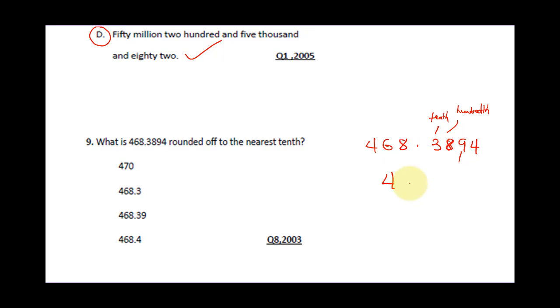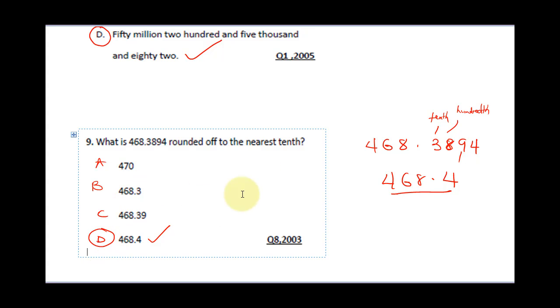Now we can approximate this. So this is going to be 468 point, approximate this, we're going to get what? 4. So this is the final answer, rounded off to the nearest tenth. So our correct answer here is D.